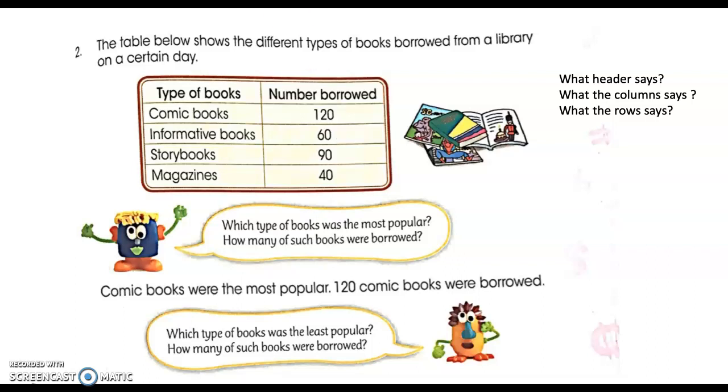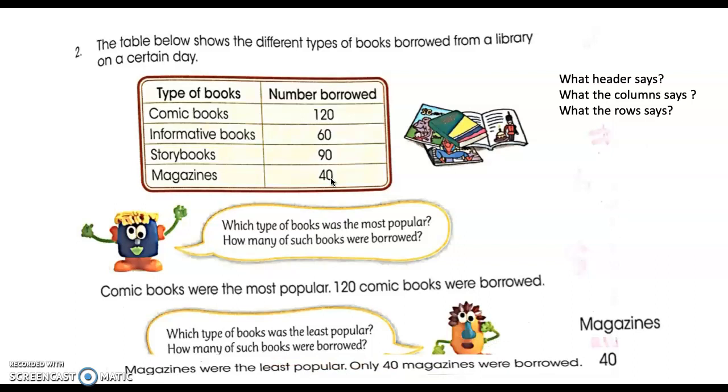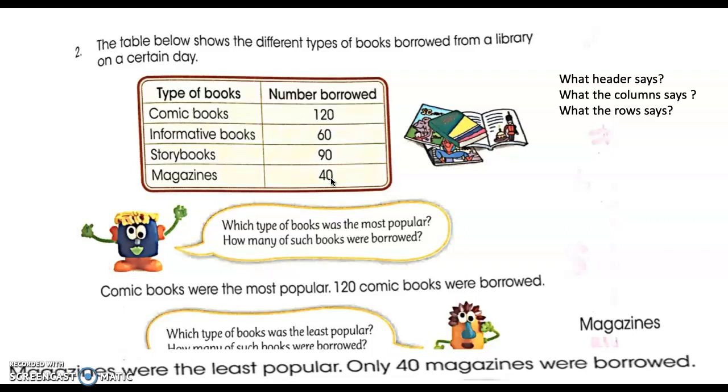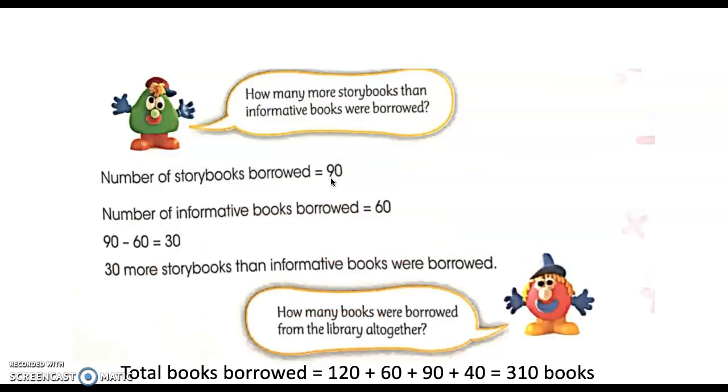Okay, what is the least value from here? From the borrowed column, 40, right? So magazines were the least borrowed. So we can say magazines were the least borrowed type of book. How many of them? 40 were borrowed. Now see how to write the answer. Magazines were the least popular. Only 40 magazines were borrowed. Okay? I hope you understand. It's very clear, right? Now next one.